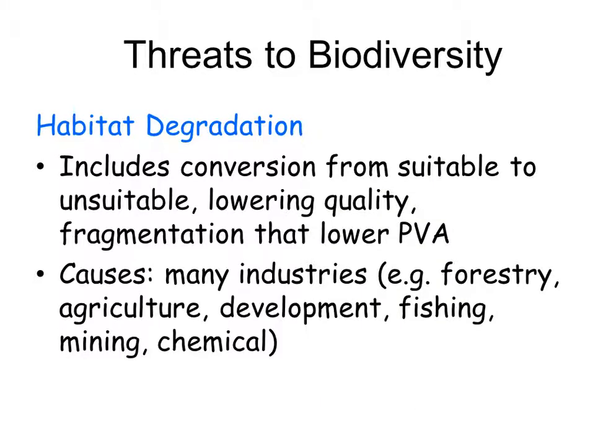First is habitat degradation. It includes conversion from suitable to unsuitable land, lowering quality of the habitat, or fragmentation that lowers the population vulnerability assessment. Causes are many industries, including forestry, agriculture, development, fishing, mining, and chemical industry.